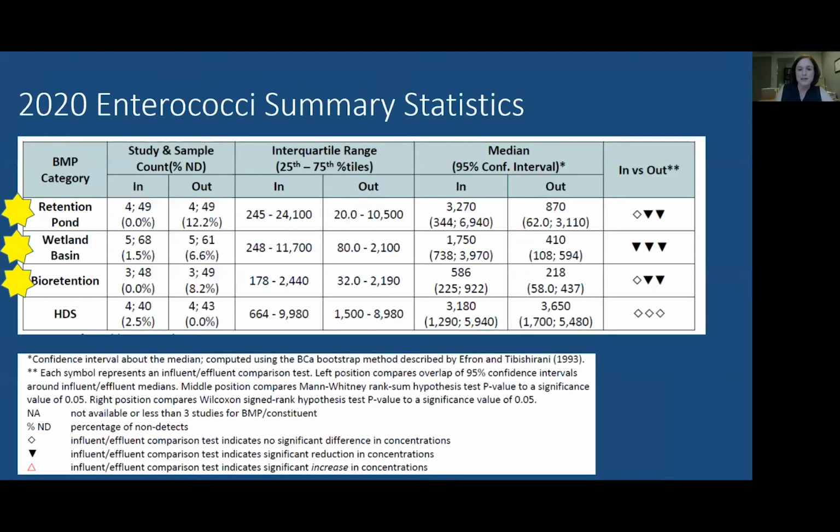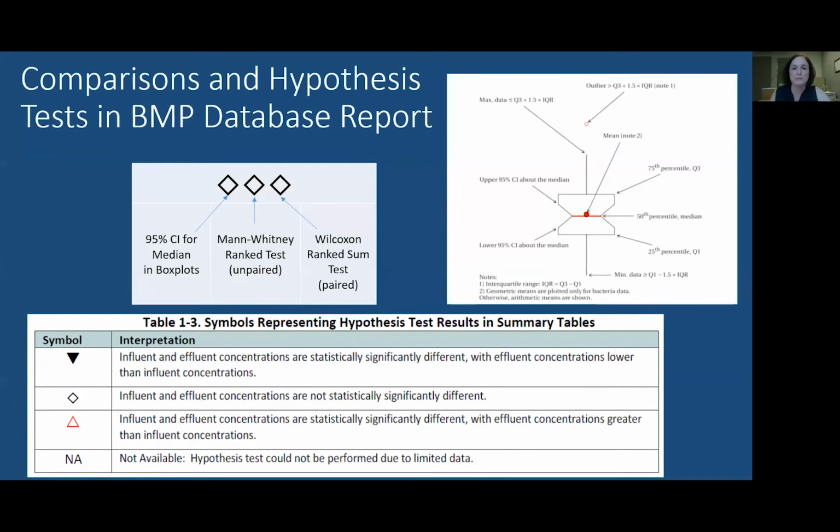So I'm going to be showing you some tables, and this inflow-outflow column here, I want to orient you to so that you are aware of what I'm talking about. In the BMP database analysis, we do a series of comparisons and hypothesis tests to try to answer the question, basically the question of, is the BMP doing anything?